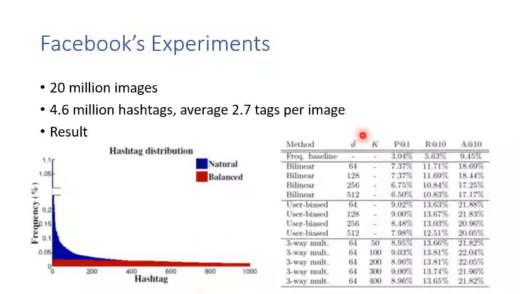So here are the results. The D means the dimension of the embedding vectors. So Facebook tried to train the hashtag2vec model, which embeds hashtags into the semantic space. So the choices are from 64 to 512. In the experiment, they use the precision at 1, the top recommendation, and the recall at 10, and accuracy at 10.